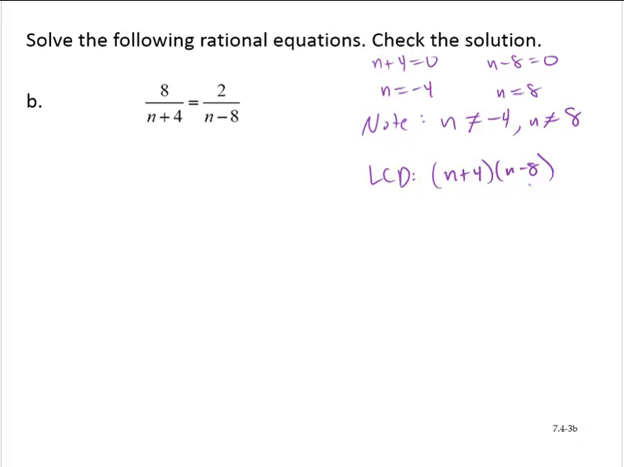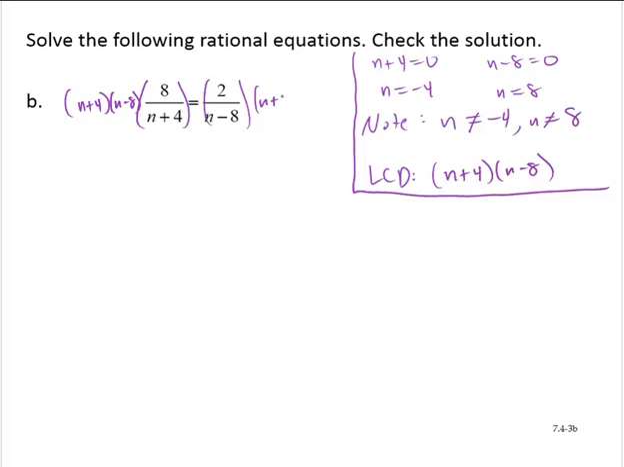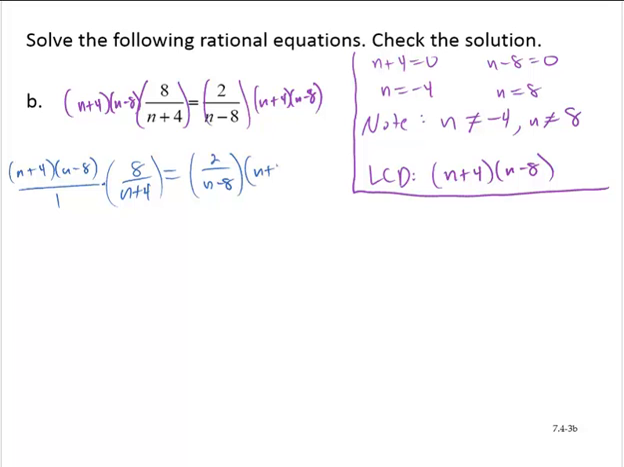Alright, so let's multiply both sides of the equation by that common denominator. So let's multiply by n plus 4 by n minus 8 on the left, and by n plus 4 by n minus 8 on the right. Alright, so that gives me n plus 4 by n minus 8 over 1 times 8 over n plus 4 is equal to 2 over n minus 8 times n plus 4 by n minus 8.